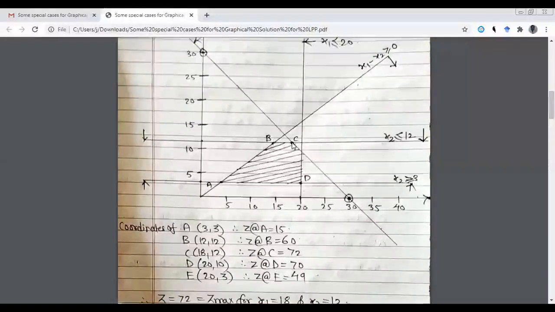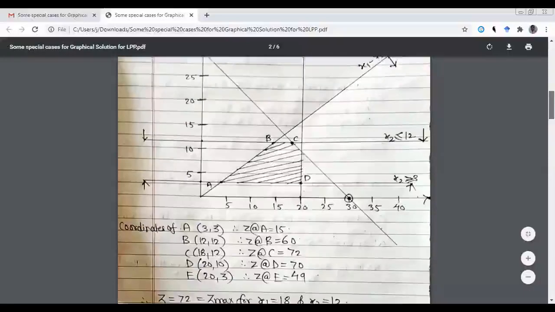Then I have this D point here and E point here, right? So just a correction here. This is the D point here at the intersection, and at this point, it is the E point here, right?